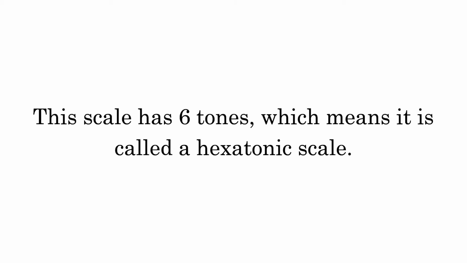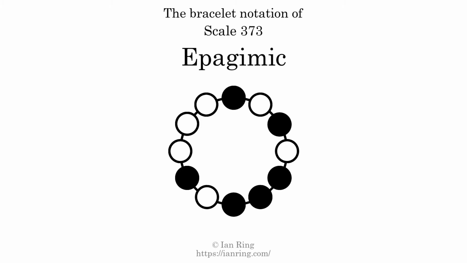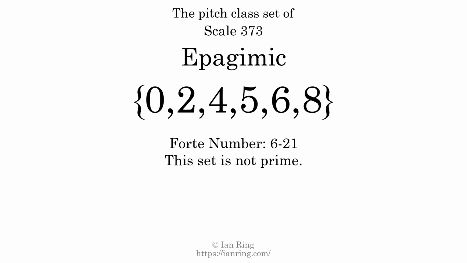This scale has 6 tones, which means it is called a hexatonic scale. This is a bracelet notation diagram of scale 373. The shaded circles represent tones that appear in the scale, and they are read clockwise, starting at the top. The pitch class set for this scale is 0, 2, 4, 5, 6, 8.